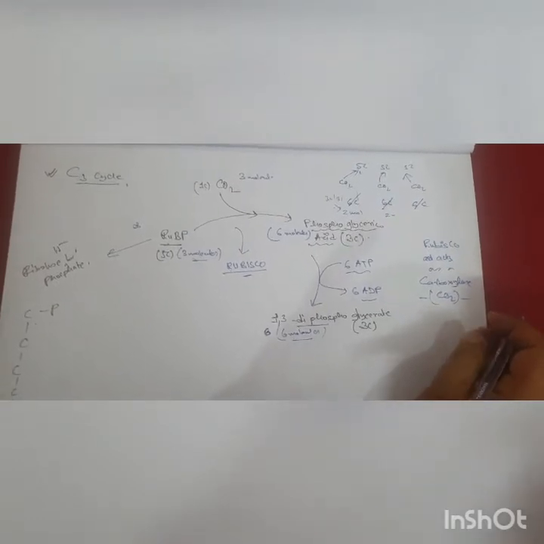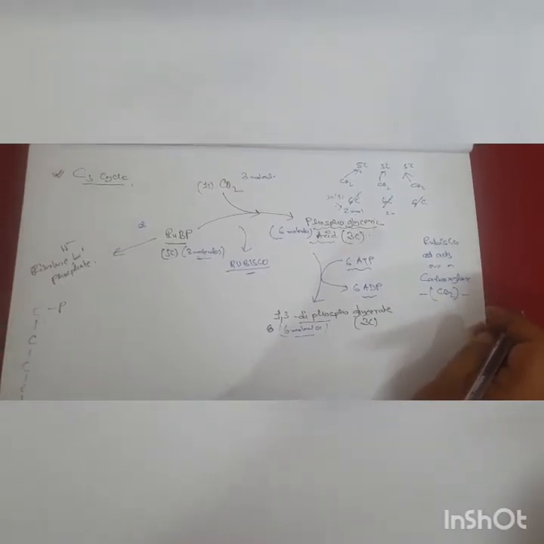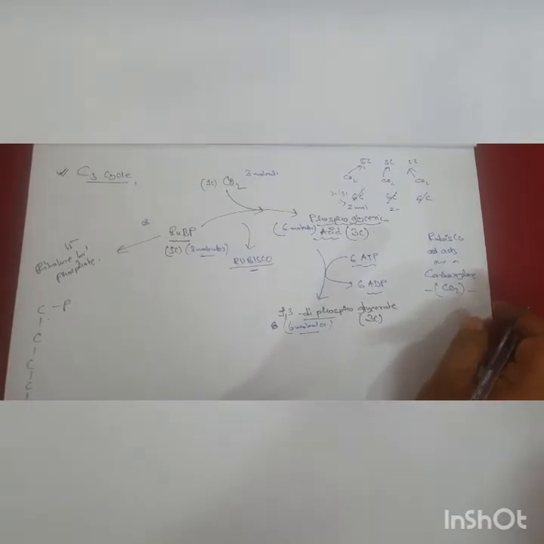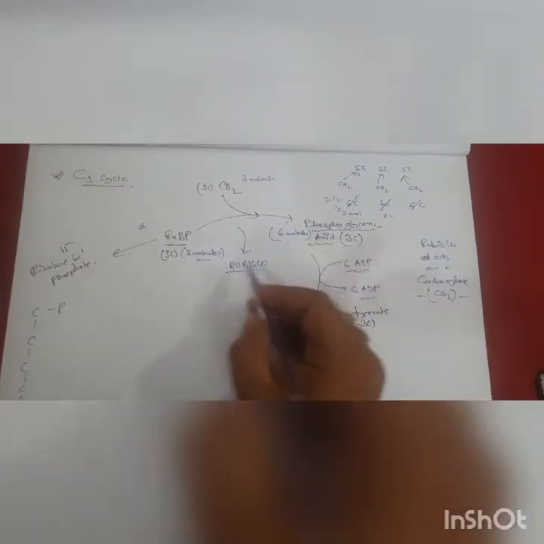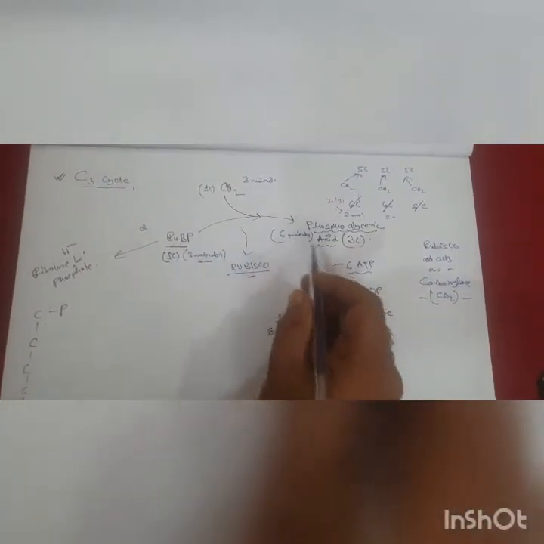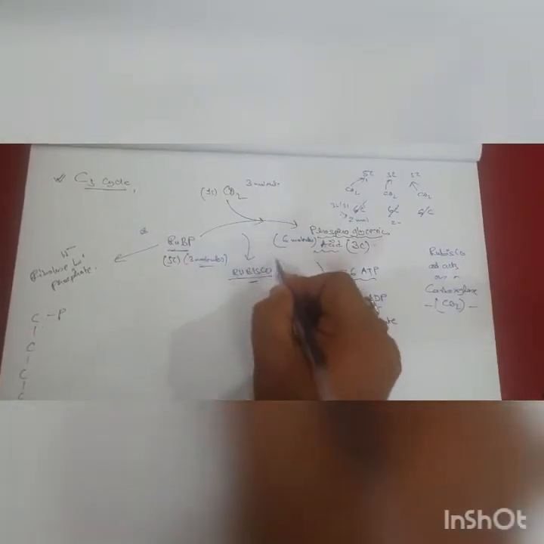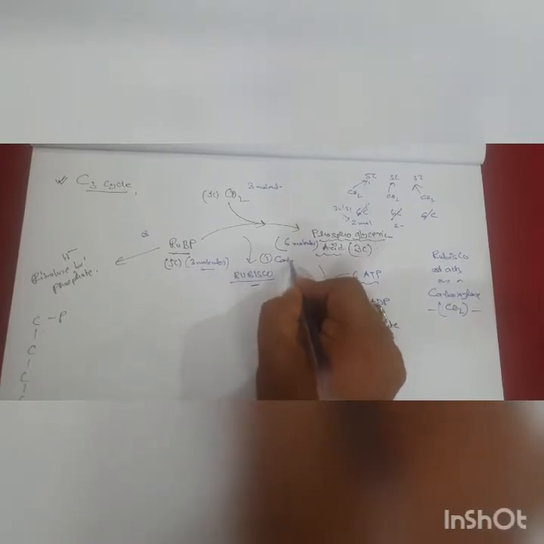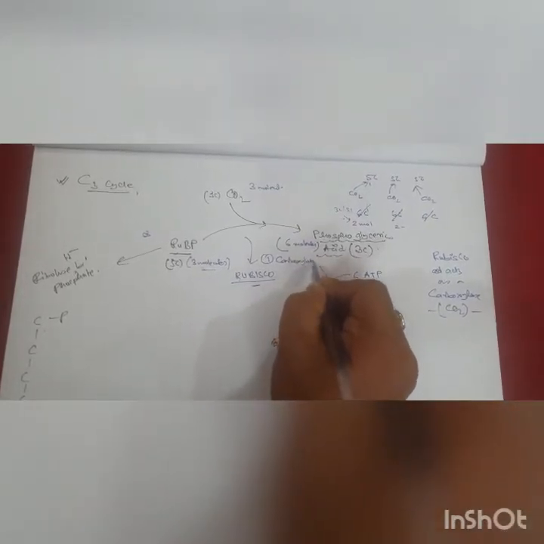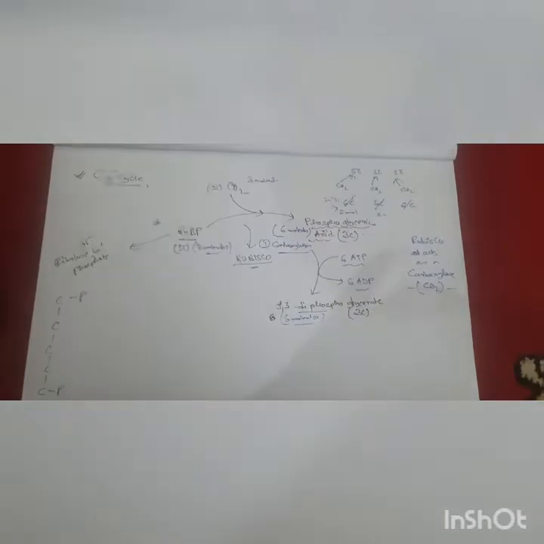So what actually happens is that this is the step which is known as carboxylation. This step is known as carboxylation. So this is step number 1, carboxylation. Now the next part will go into the next video.